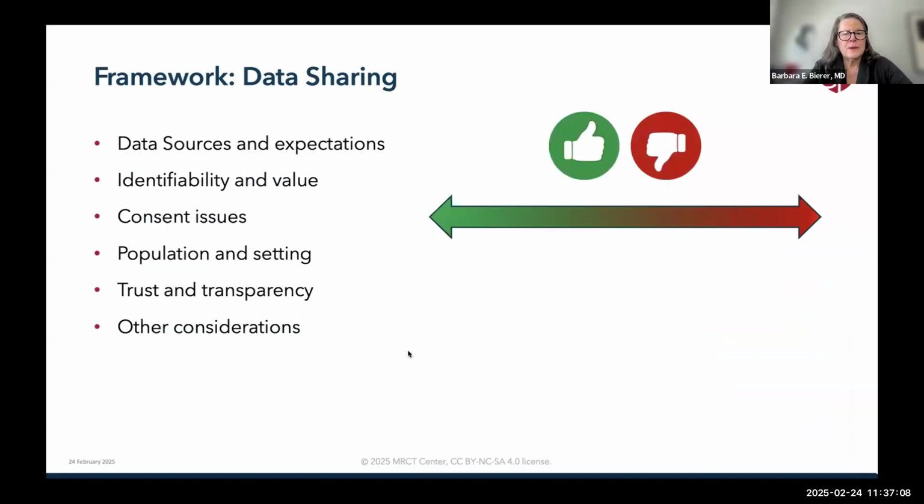So if you think about it, each of these, the data sources, identifiability, consent issues, populations, trust and transparency, they exist on a continuum. There isn't a right way and a wrong way of doing things. It's more risky, less risky, more data and more valuable data versus less data and less valuable data. This is all a continuum. I'm not going to sit here and say there's a right way to do it and not, because it very much depends on the setting.